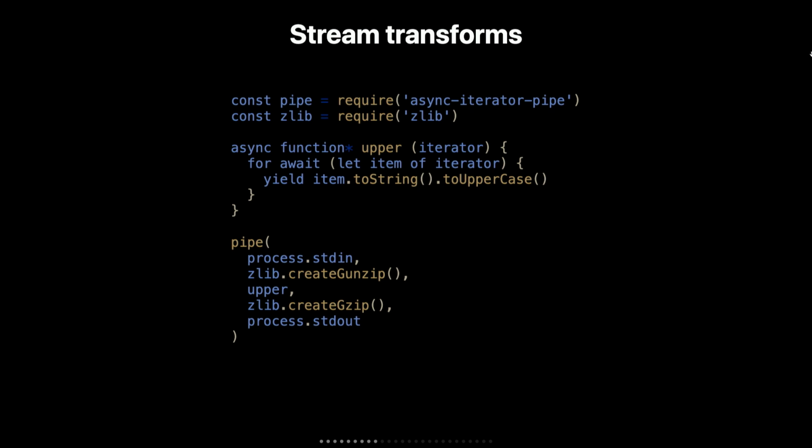So let's get into doing some fun stuff with async iterators. With streams, you'll typically pipe one stream into another, and do all sorts of transforms and things like that. So you can do a pretty similar sort of thing with async iterators. Async generator functions, you can just pass in an existing iterator.